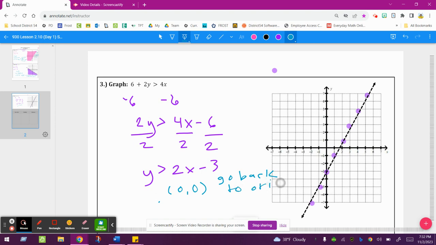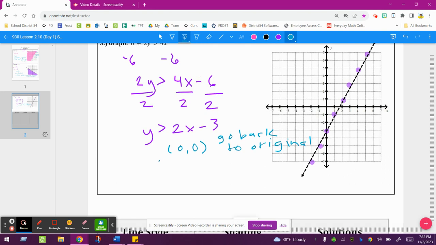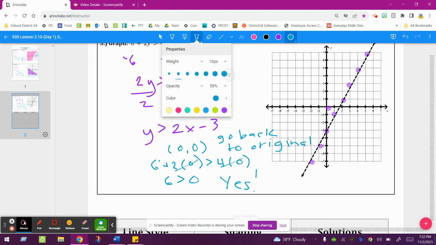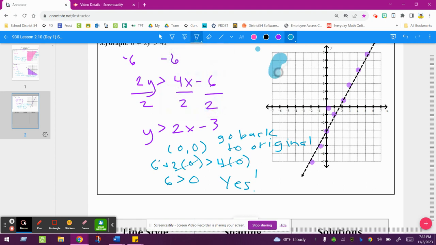Okay, so that means I'm going to plug it into the 6 plus 2y is greater than 4x. So I'm going to do 6 plus 2 times 0 is greater than 4 times 0. We're going to get 6 is greater than 0. And that is a yes, that's true. Okay, so that means we're going to shade the side that has 0, 0. The side that has 0, 0 is to the left of our line. And so I'm going to shade that area like so.